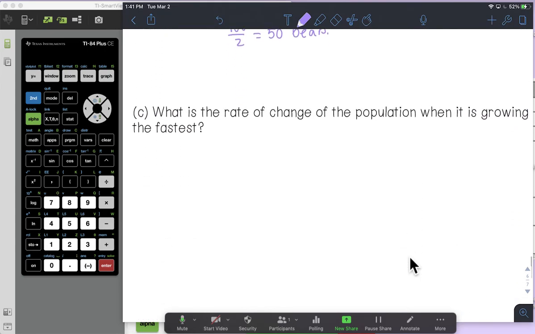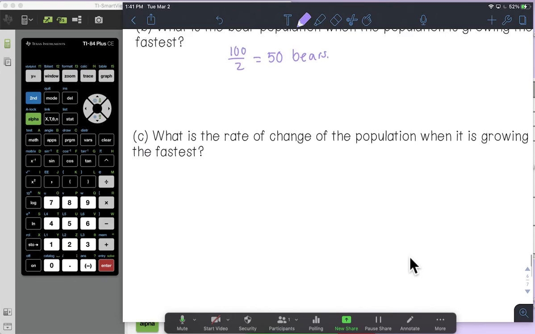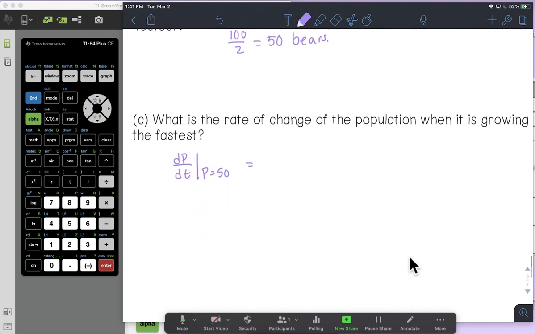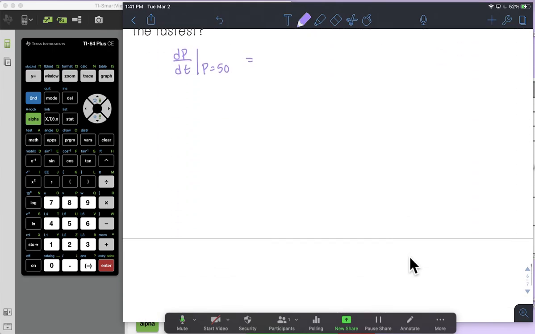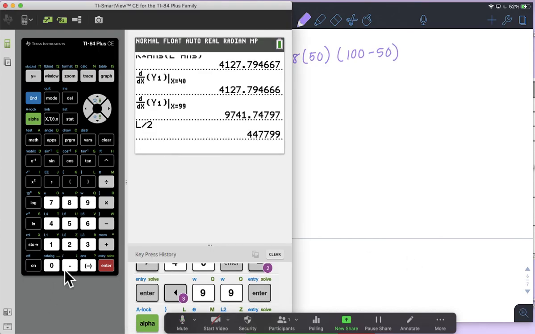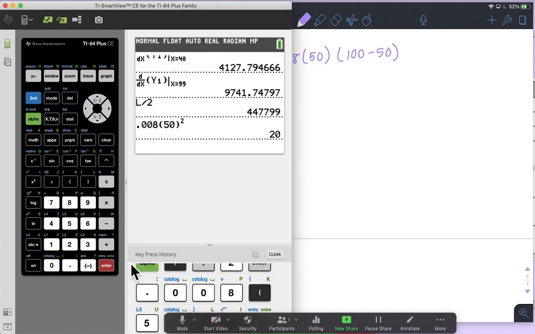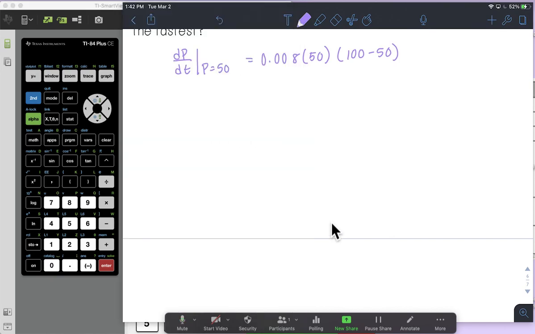And what is the rate of change of the population when it is growing the fastest? In other words, what is dP/dt when P equals 50? We're just going to plug 50 into our model. Hopefully you wrote it down. I'm going to scroll back up. So 0.008 times 50 times 100 minus 50. 100 minus 50 is 50 as well. So I'm really going to do 0.008 times 50 squared. And that's going to give me 20. Since this is a word problem, we want to put some context in it. So it is increasing at 20 bears per year at that point.